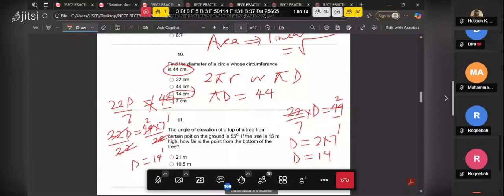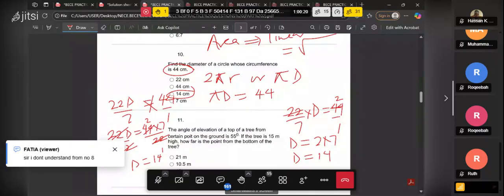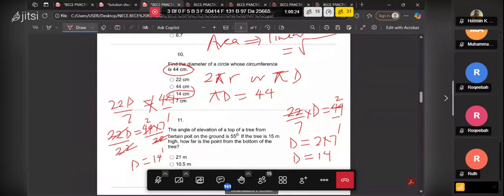So 2 pi r is the circumference of a circle, or pi d, not pi r. If you are given the diameter, you use pi d. If you are given the radius, you use 2 pi r. That is it. That's all the difference. Then we go to question 11.